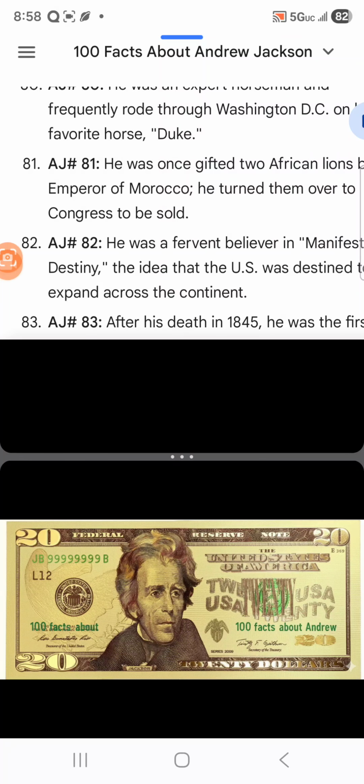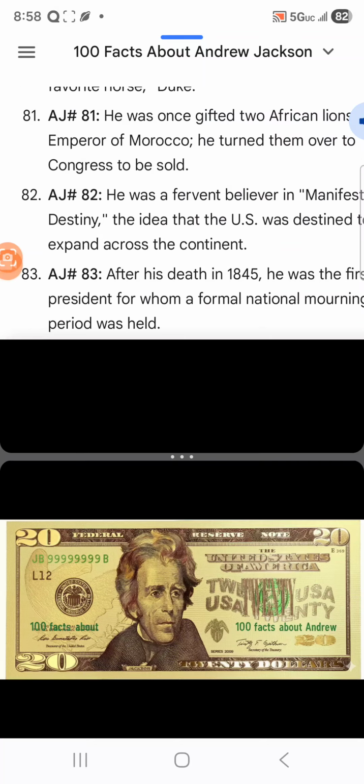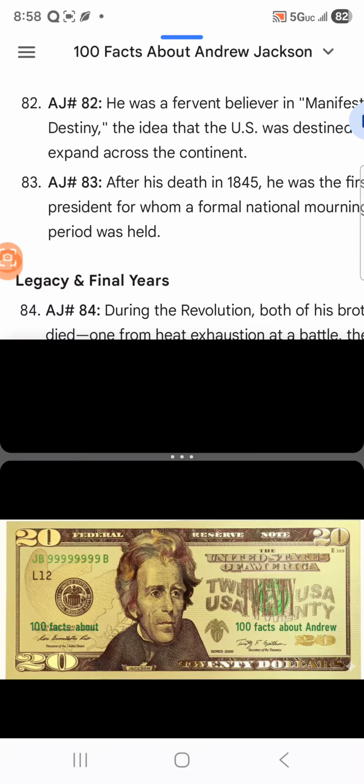AJ number 81. He was once gifted 2 African lions by the Emperor of Morocco. He turned them over to Congress to be sold. 82. AJ number 82. I wonder how they controlled them back then. He was a fervent believer in manifest destiny, the idea that the U.S. was destined to expand across the continent. 83. AJ number 83. After his death in 1845, he was the first president for whom a formal national mourning period was held.